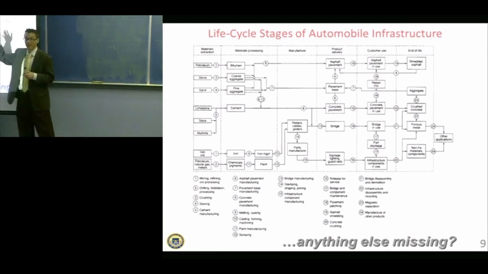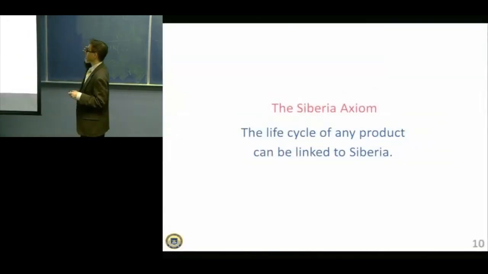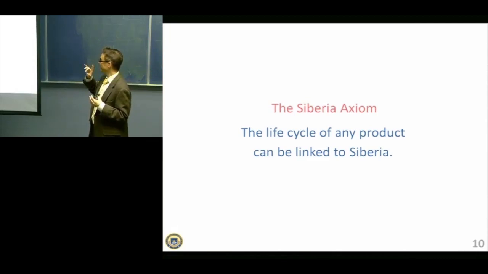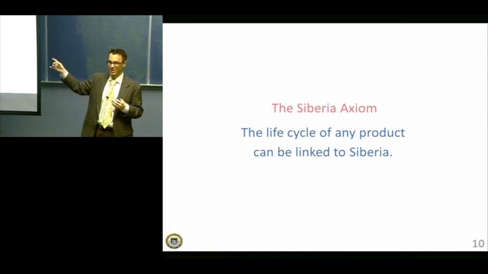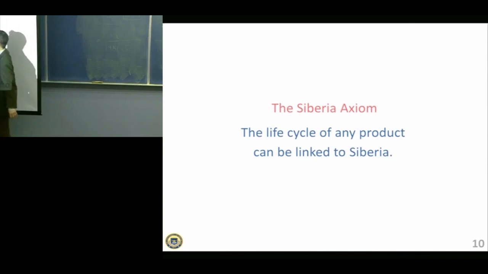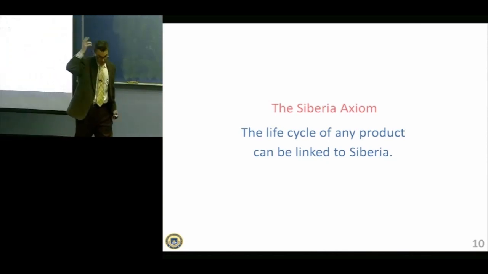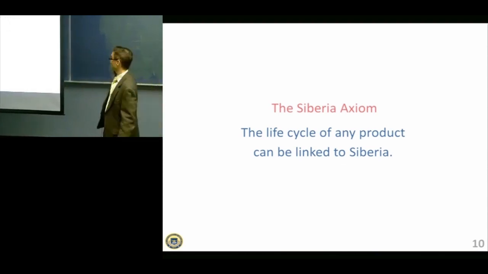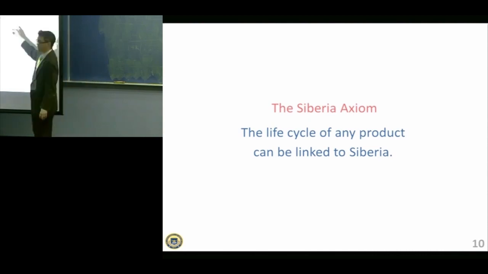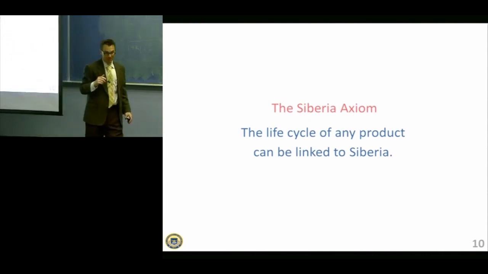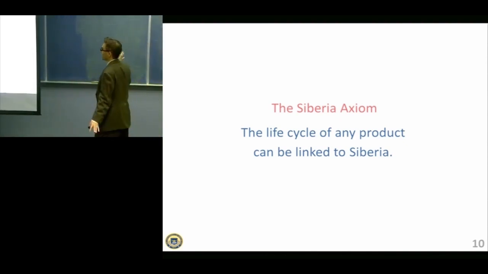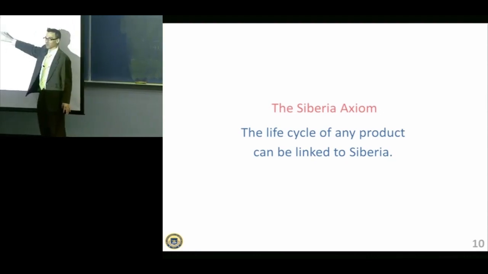So you can go on and on until you found yourself in Siberia. This used to be harder. An axiom is something you can't prove, but it's kind of intuitive in some way. So you can connect the life cycle of any product to Siberia. These days, all you've got to say is climate change, and climate change is going to affect Siberia, so that's easy. But the fact is, something came from Siberia somehow. Maybe it's a leather seat and the cattle came from Siberia. I don't know Siberian economics very well, so that's why this isn't very scientific.